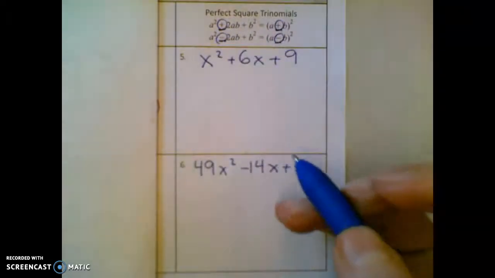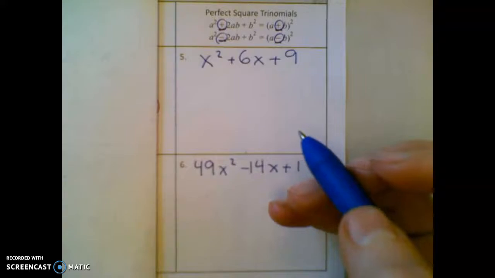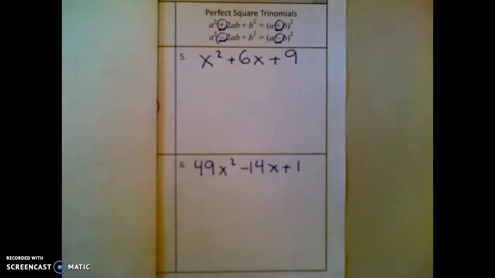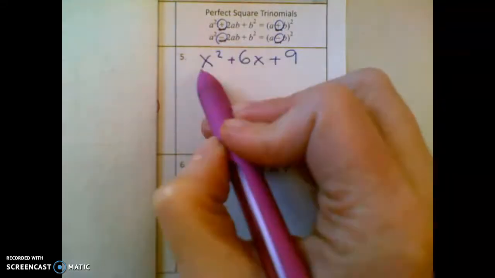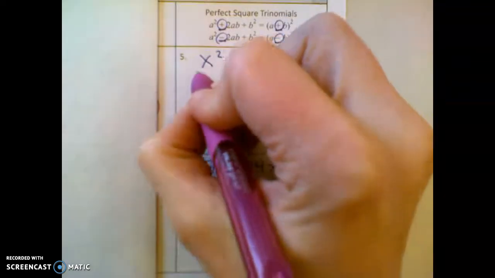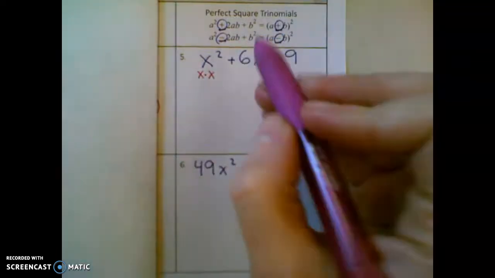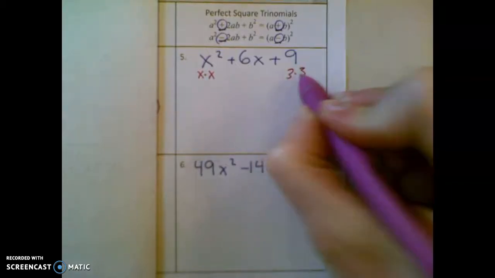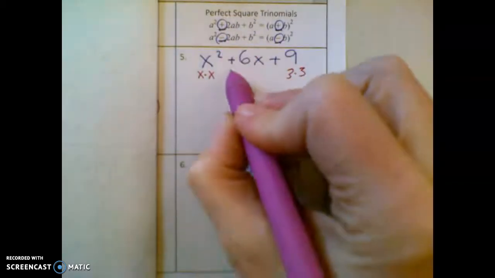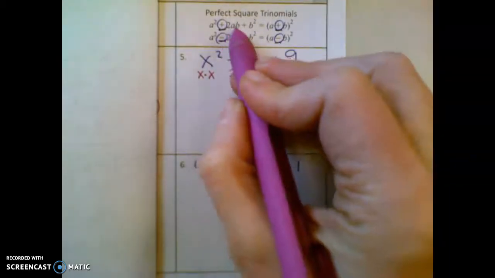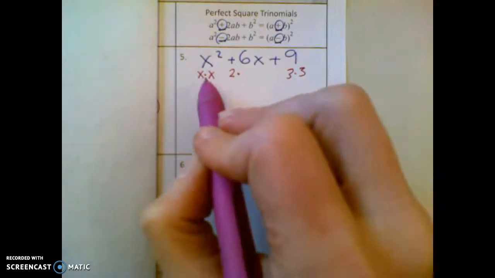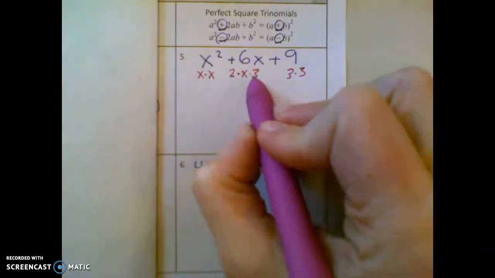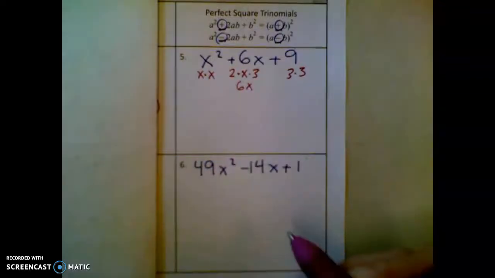Okay, so these guys are not as obvious as the difference of squares problems, but they're still pretty easy to spot. You're going to check the first term as a square. Well, how do you get x squared? Well, that's x times x. Check that your last term is a square, 3 times 3. And then check that your middle term is 2 times your first times your last. 2 times x times 3. 2 times 3 is 6 times x is 6x.